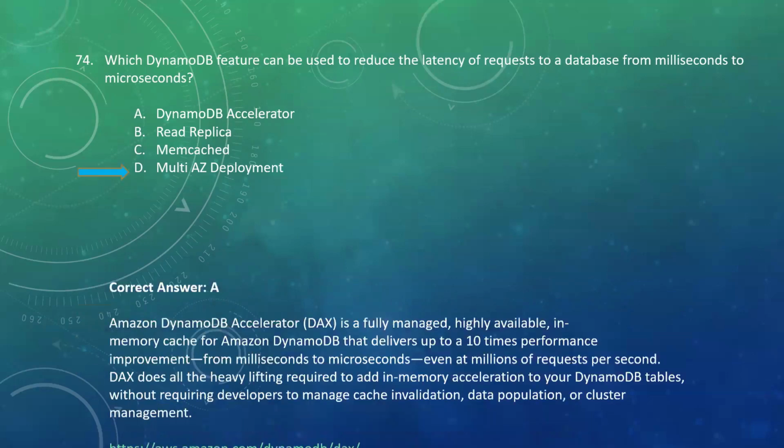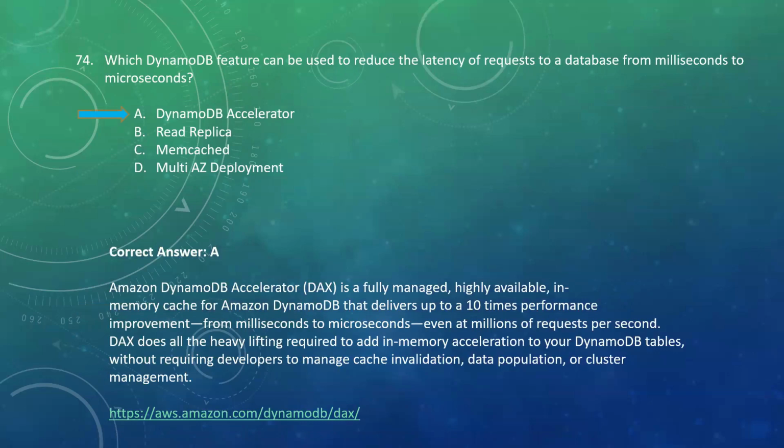So the right answer is option A, DynamoDB Accelerator, also called DAX. It is a fully managed, highly available in-memory cache for Amazon DynamoDB that delivers up to 10 times performance improvement, from milliseconds to microseconds, even at millions of requests per second. DAX does all the heavy lifting required to add in-memory acceleration to your DynamoDB tables without requiring developers to manage cache validation, data population, or cluster management.